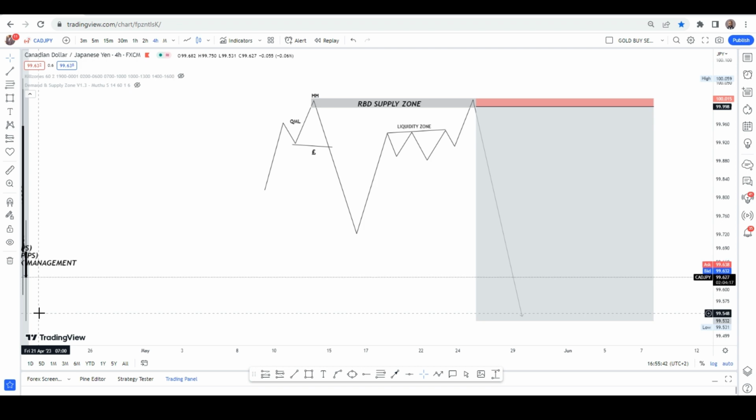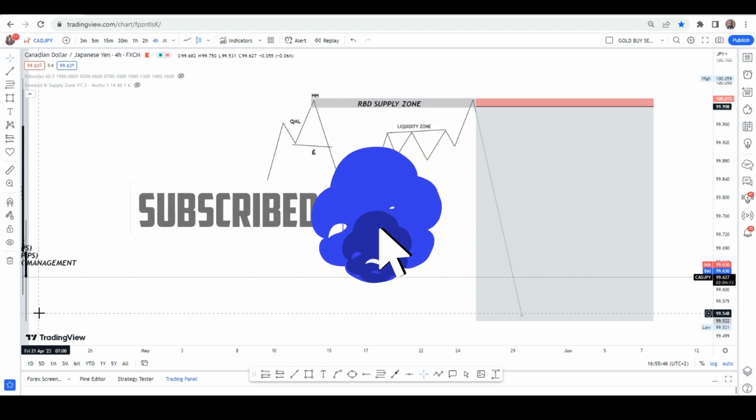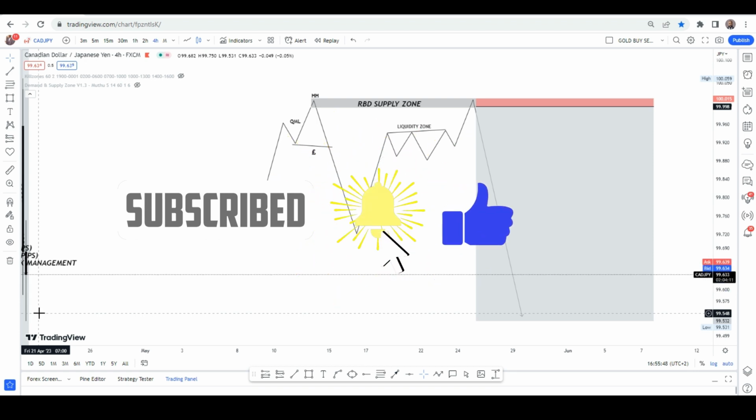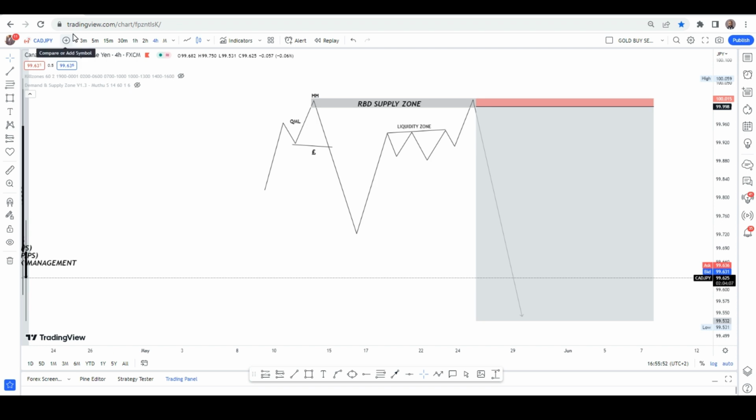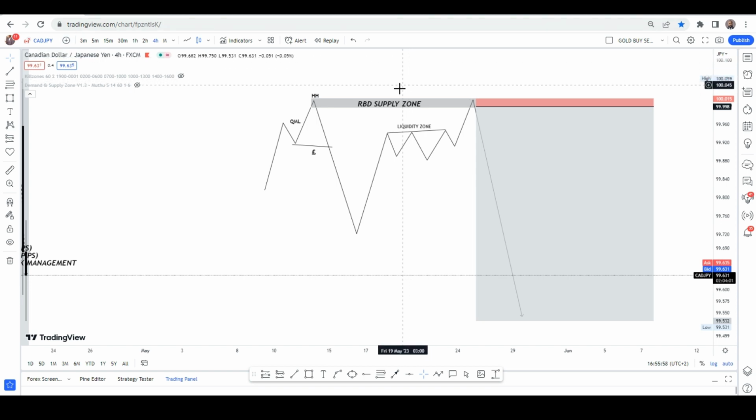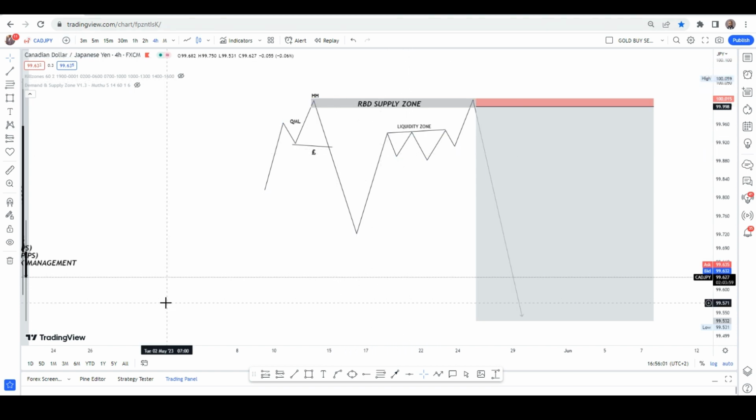So this is a complete tutorial on our QML plus fakeout setup that we trade every time. So let me just show you guys the breakdown, right? So first of all, you need to predefine your trade. Make sure you're trading in the direction of the trade. So in this particular case, we're trading in the direction of the trade, which is a downtrend, right? So I have to find my rally-based drop supply zone.